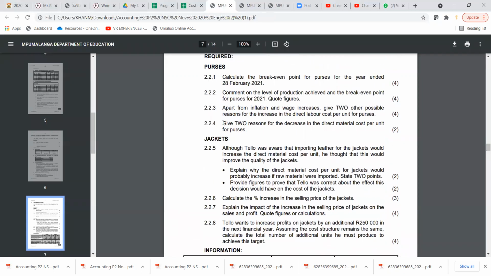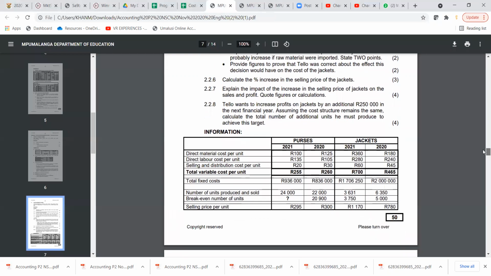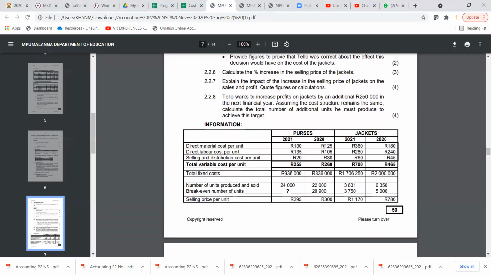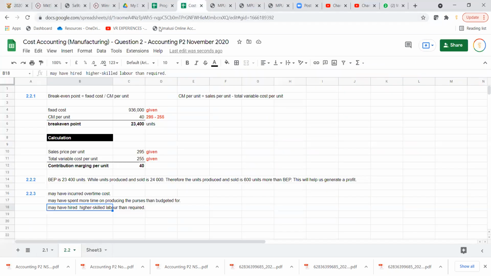So 2.2.4, give 2 reasons for the decrease in the direct labor costs per unit per purse. So let's just have a look. Direct labor went from 1.125 to 1 rand. You can use similar thinking in labor. Okay, so in labor, we said they have incurred overtime costs. So there can't be an overtime cost.